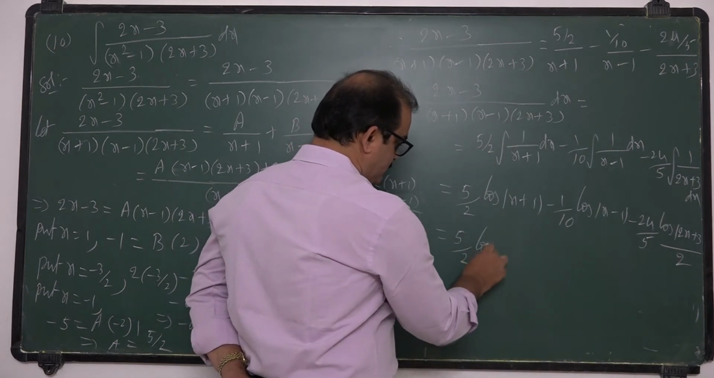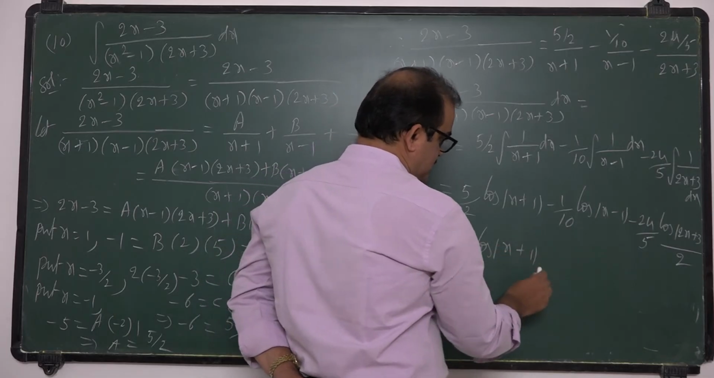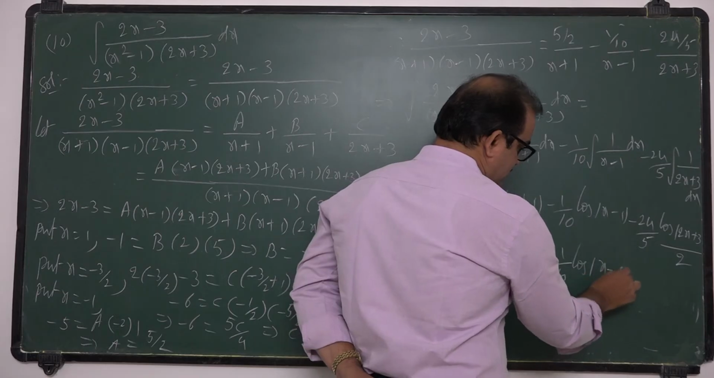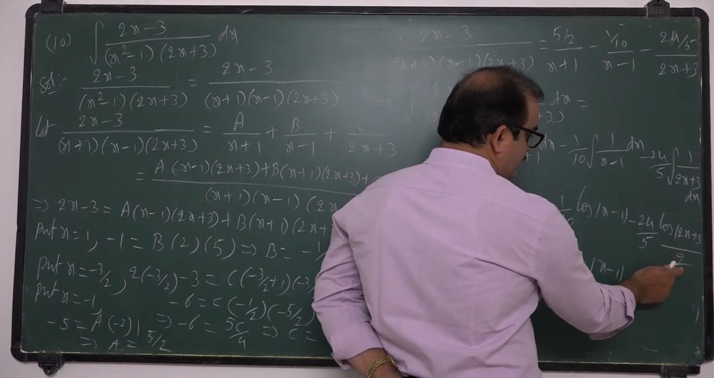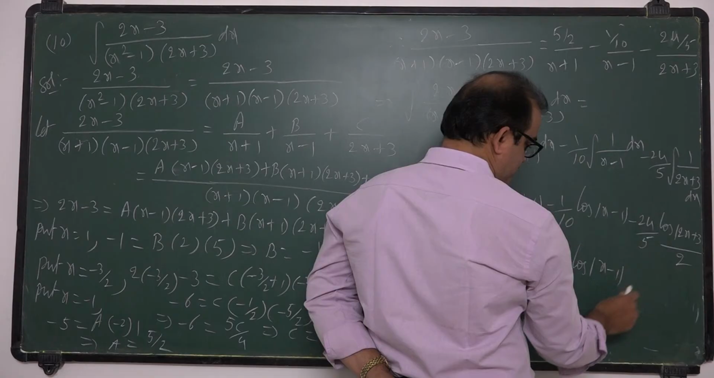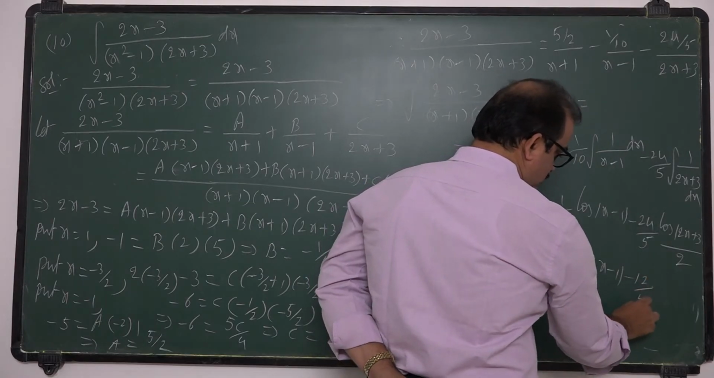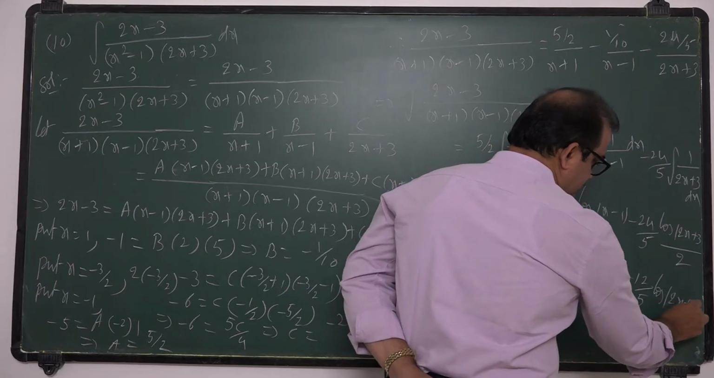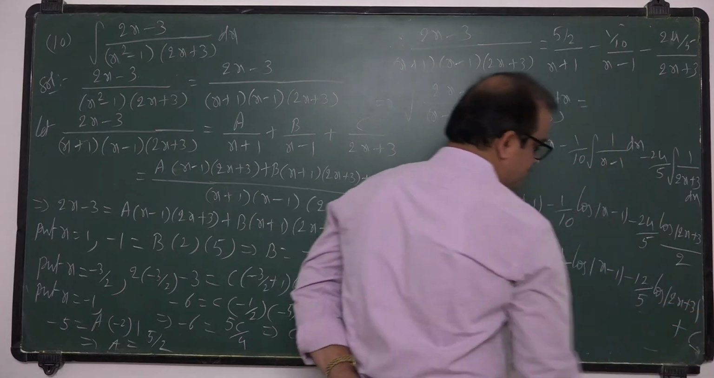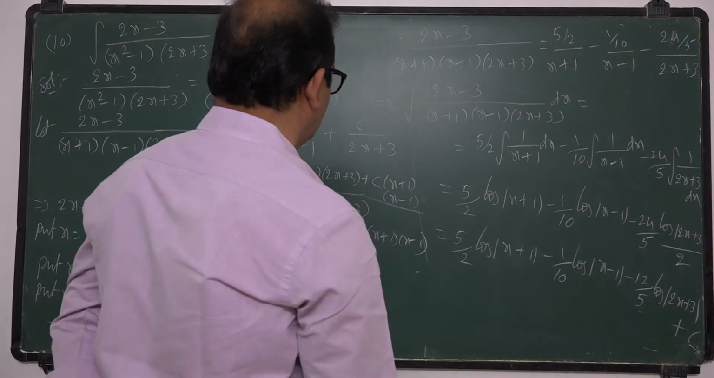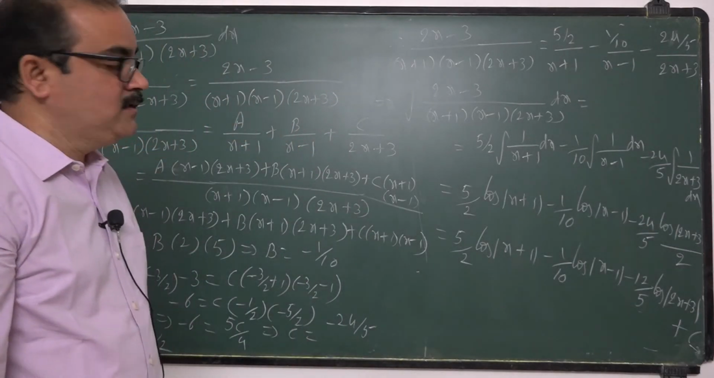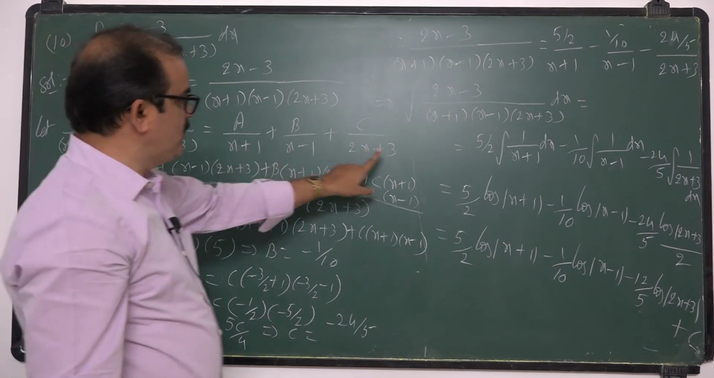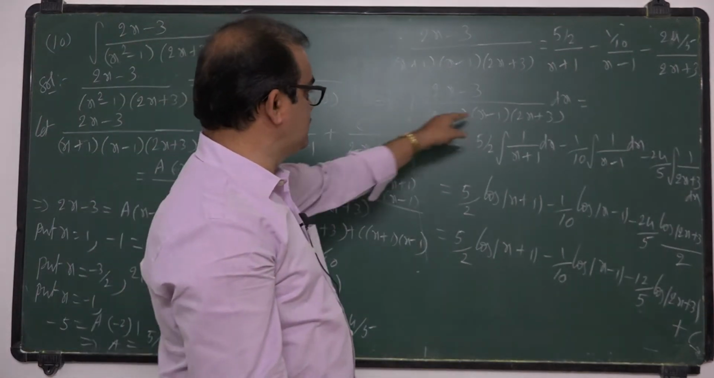5 by 2 log mod x plus 1, minus 1 by 10 into log mod x minus 1, minus 12 by 5 into log mod 2x plus 3, plus C. In this way, any function can be resolved into a sum of partial fractions and then integrated.